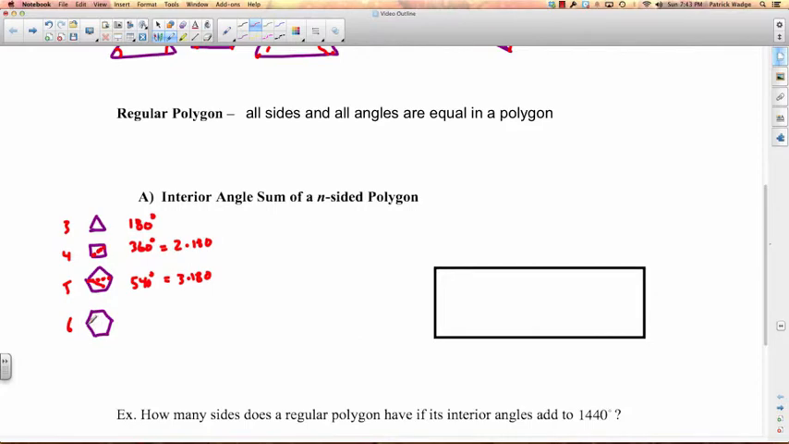And one more. If I do my triangles, I could make 1, 2, 3, 4 triangles. So I'd have 4 times 180, which is 720 degrees. Hopefully you're seeing the pattern here.